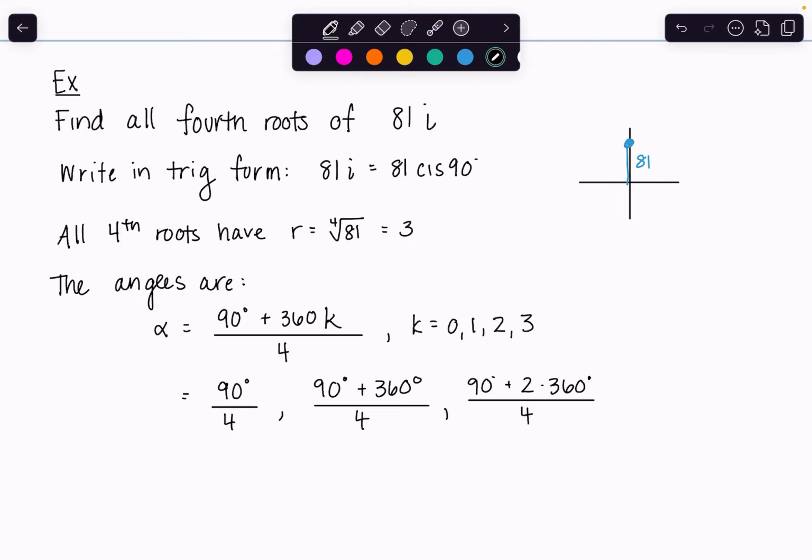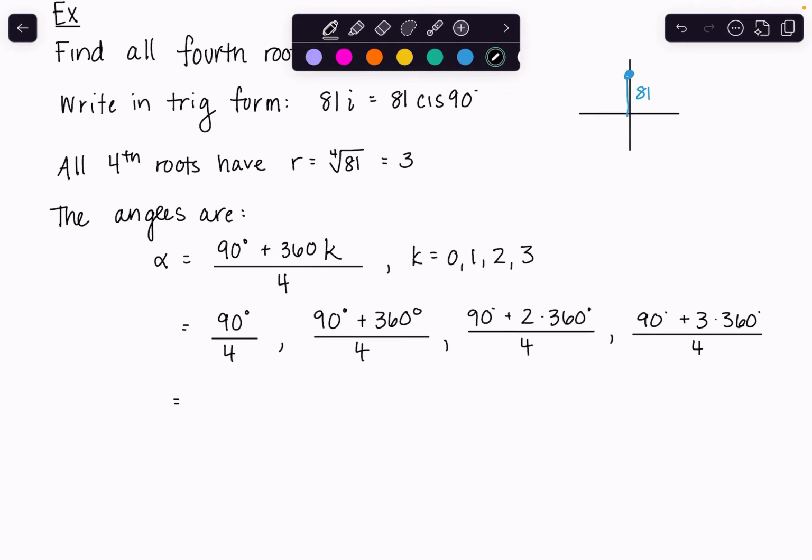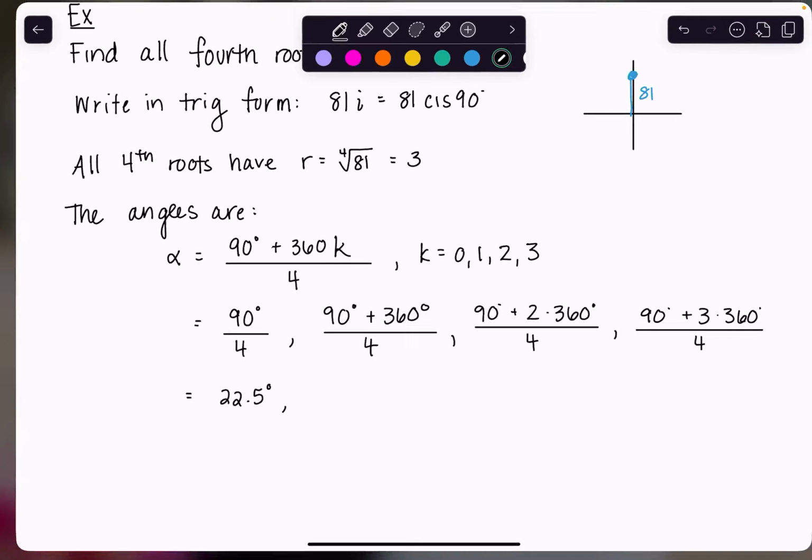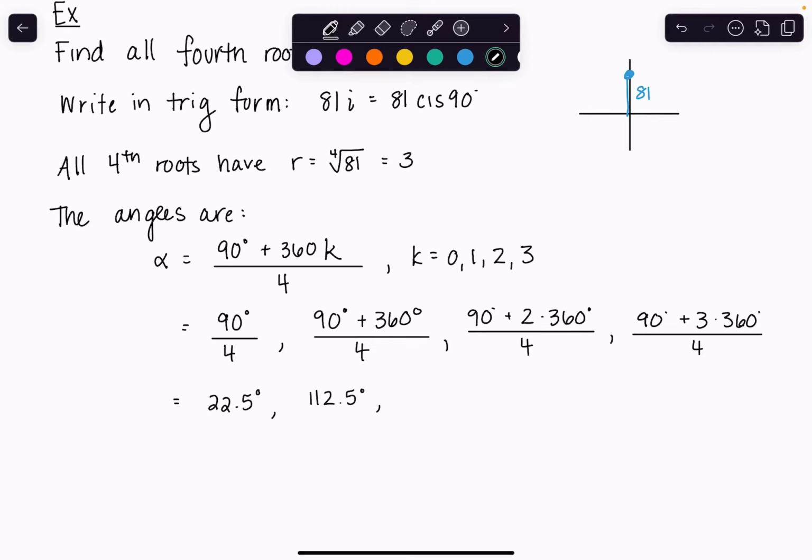And that's 3 angles now. And then we have 1 more. So with this, we have 1, 2, 3, 4 angles. And at that point, I'm going to trust that you can definitely add and multiply. 90 divided by 4 is 22.5 degrees. 90 plus 360 over 4 is 112.5. Then we're going to get 202.5 degrees. And finally, 292.5 degrees.